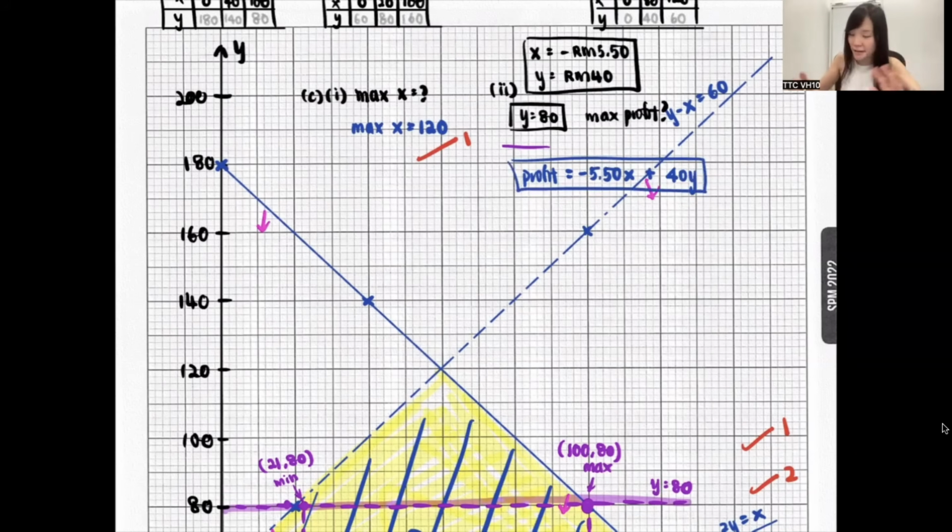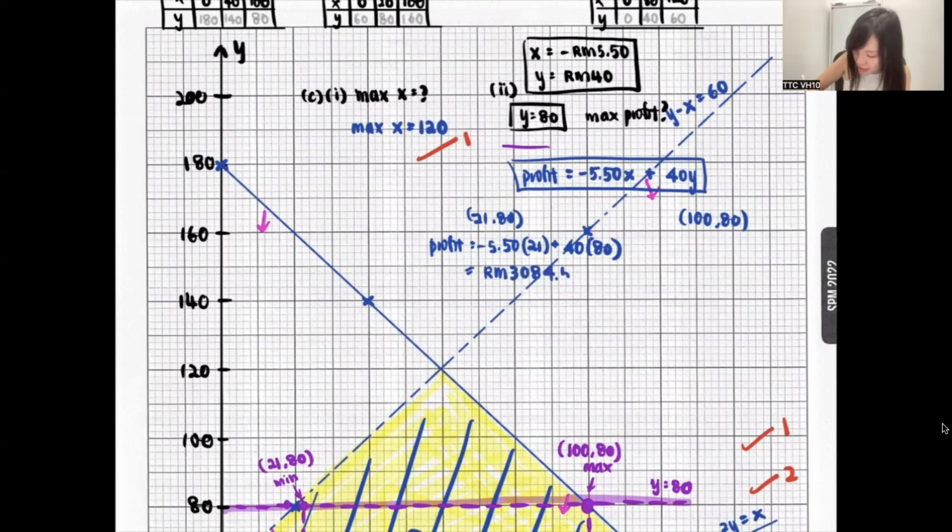Okay, my dear, you're going to be careful. So I show you 21, 80. I show you 100, 80. We see which one can earn more. So my dear, profit. The X, I sub 21. Sorry, the Y, I sub 80. Let's try to press the calculator. Negative 5.5 times 21 plus 40 times 80. I'm getting RM3,084 and 50 cents.